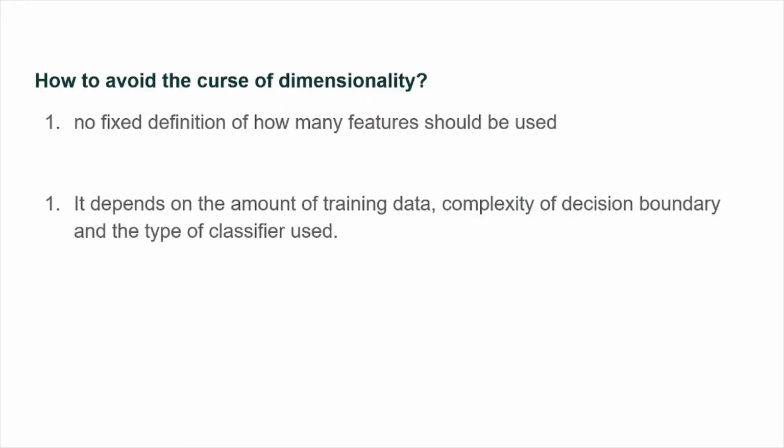How to avoid the curse of dimensionality? Regrettably, there is no fixed rule of how many features should be used to avoid this problem. It depends on the amount of training data, complexity of decision boundary, and the type of classifier used. Ideally, if we have an infinite amount of training data, then there is no question of curse of dimensionality as we can use an infinite number of features. If we take n data points to classify things in one dimension, then in two dimensions it will take n square data, and in three dimensions it will take n cube data, and so on.